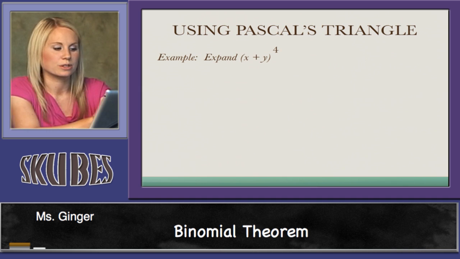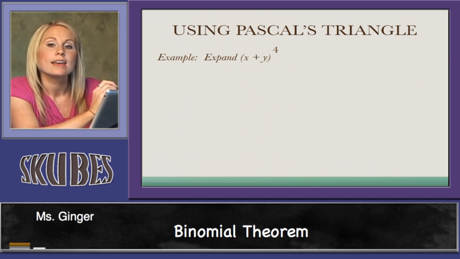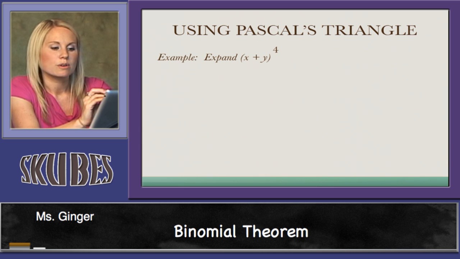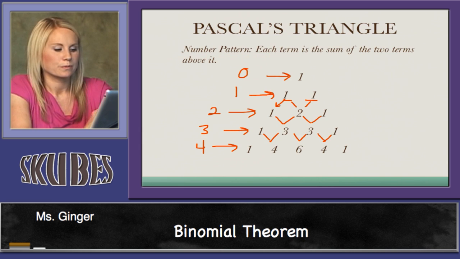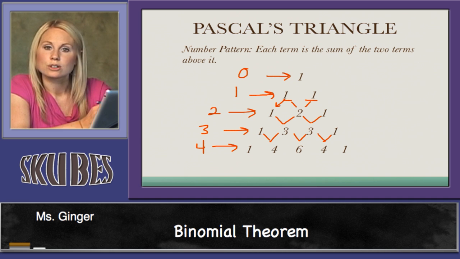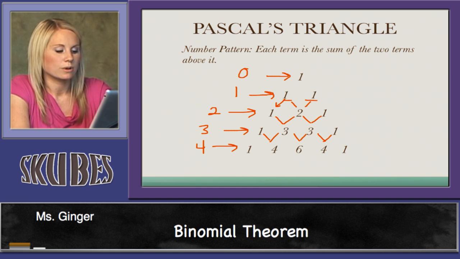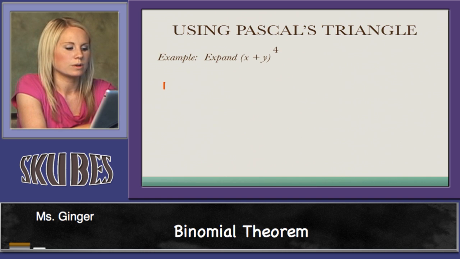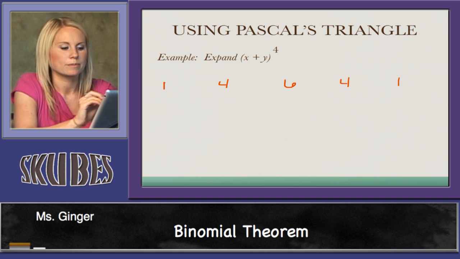Alright, so we're going to try this. We're going to use this triangle to help us expand (x + y) to the fourth. So the first thing I want to do is go find the power of 4 row. Alright, and what these numbers are, our coefficients for our terms in the expression. So I've got 1, 4, 6, 4, and 1. So first we're going to write those down. 1, 4, 6, 4, and 1.